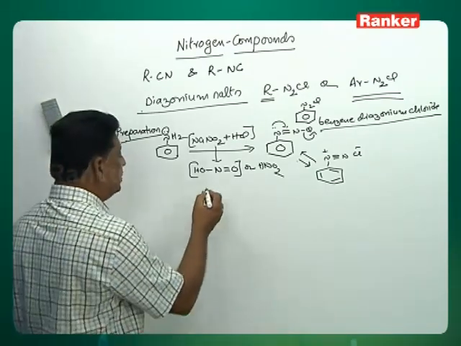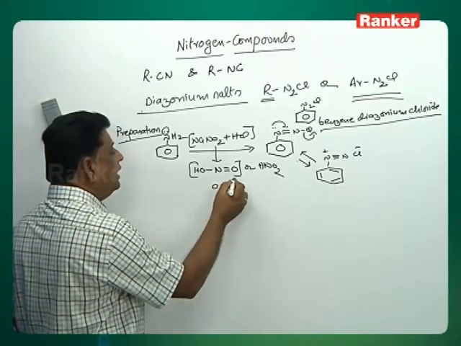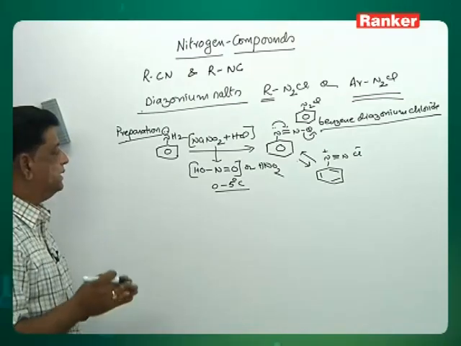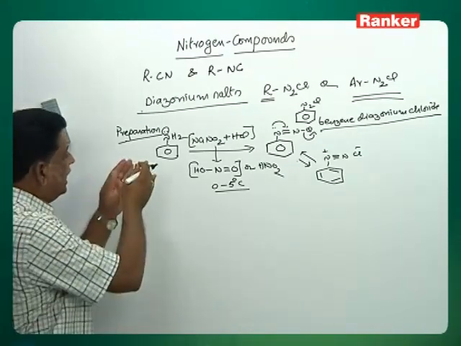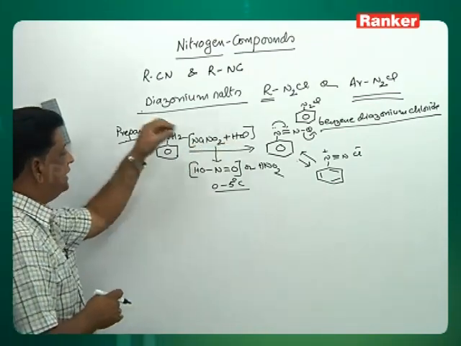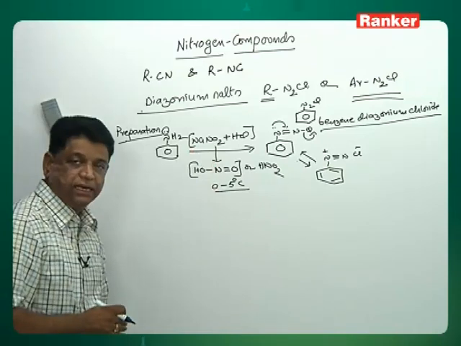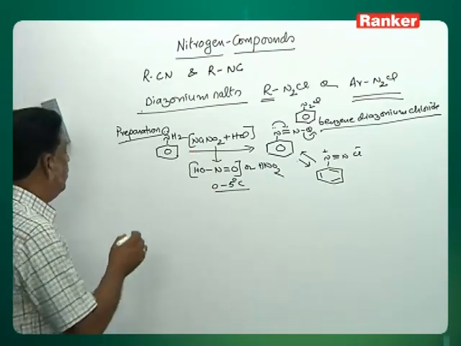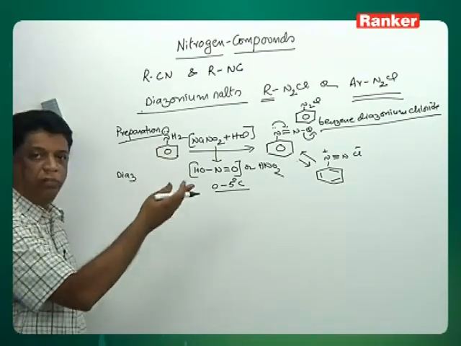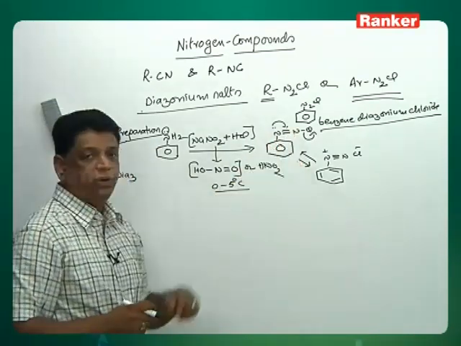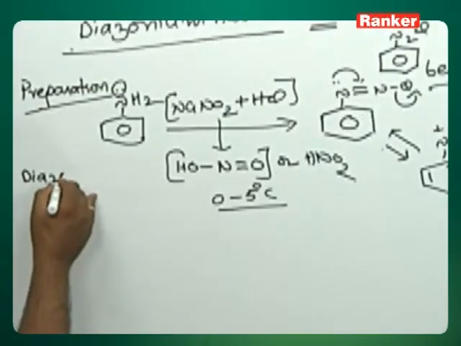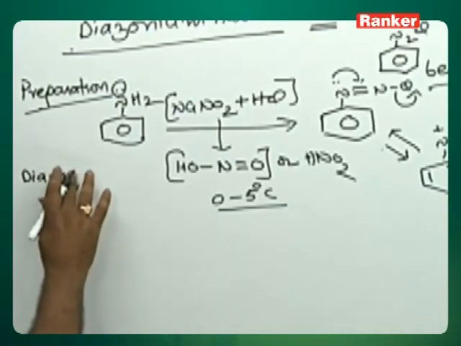The reaction temperature should be between 0 to 5 degrees centigrade, for which generally a salt and ice mixture is taken, and aniline is frozen, and an aqueous solution of sodium nitrite and HCl is added. Then you will get this reaction, known as diazotization. One nitrogen compound becomes a compound containing 2 nitrogens. So the process is called diazotization: diazo means 2 nitrogens.